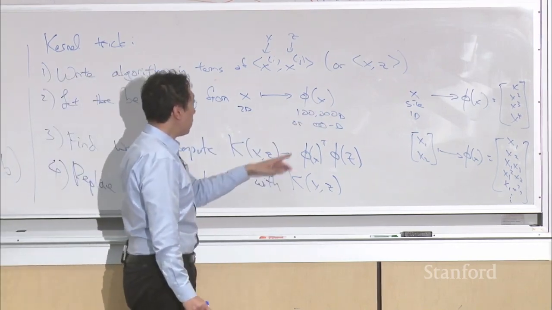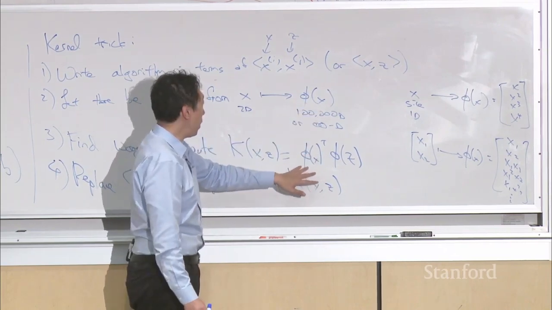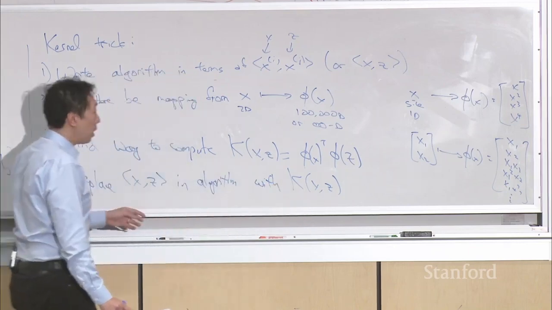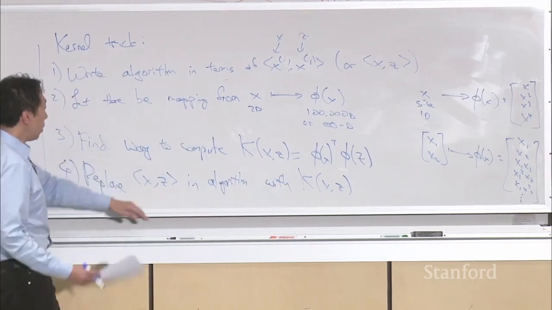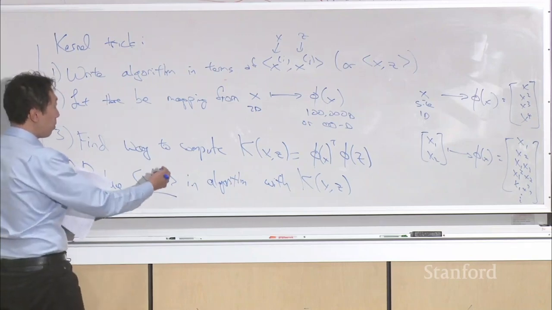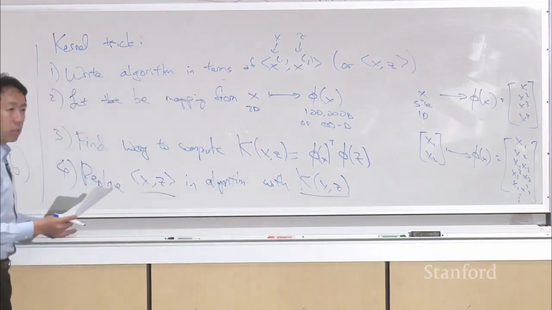But that's what you would do if you were to swap in phi of x for x in the naive, straightforward way. What we'll see is that if you can compute k of x comma z, then because you've written your whole algorithm just in terms of inner products, you don't ever need to explicitly compute phi of x. You can always just compute these kernels.